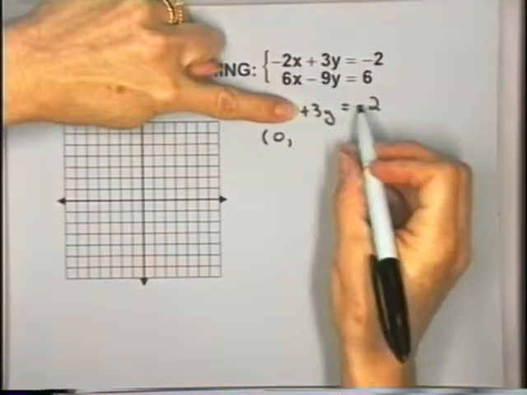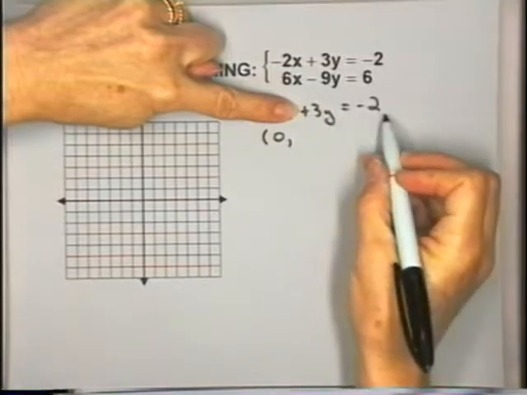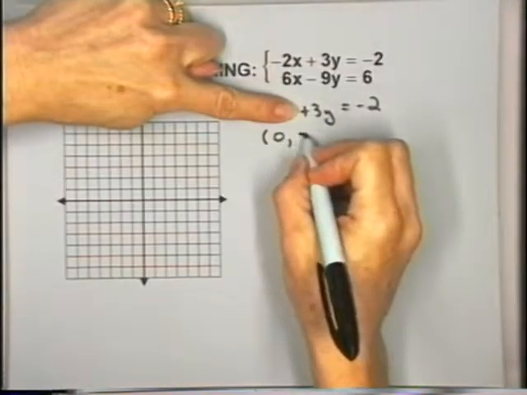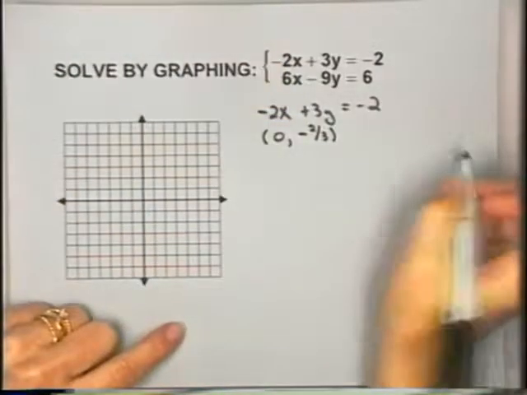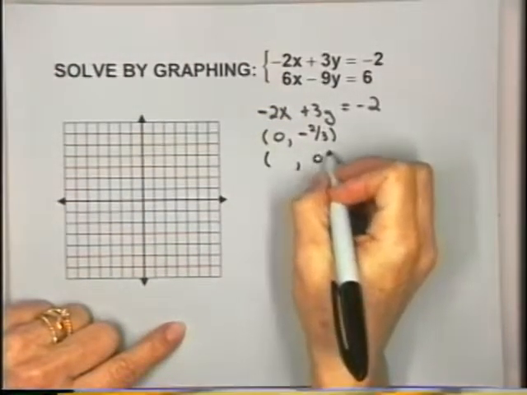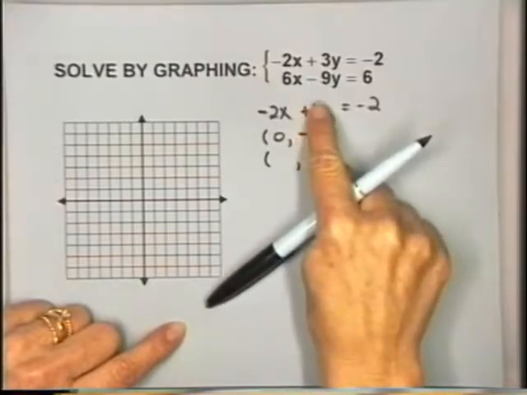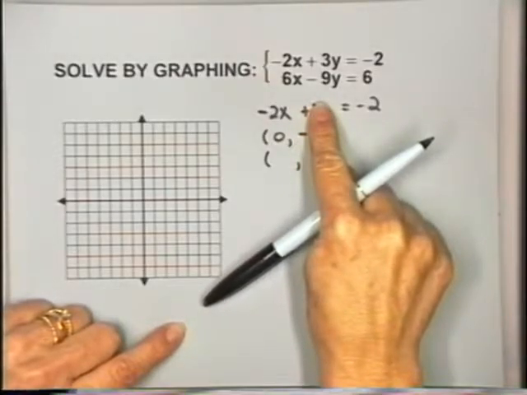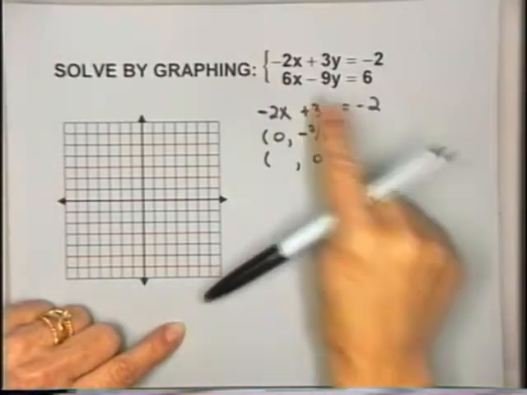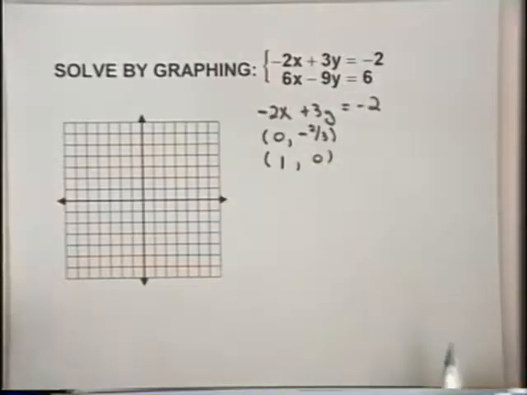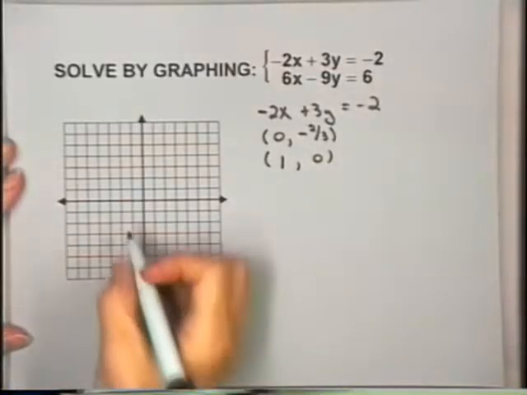Solving 3y equals negative 2, I would divide both sides by 3, and I would get y equals negative 2/3, wouldn't I? Okay. If we then go back and we choose y to be 0, then this term would be missing. Solving negative 2x equals negative 2, if I divide both sides by negative 2, I get x equals a positive 1. So let's locate these intercepts.